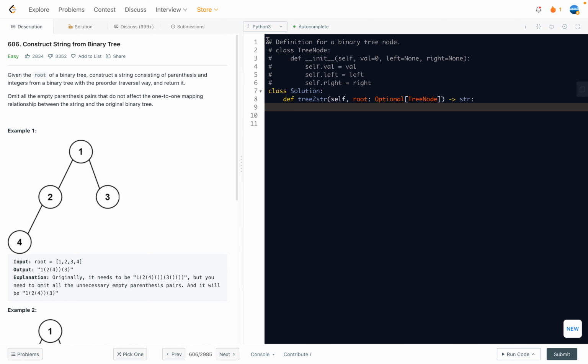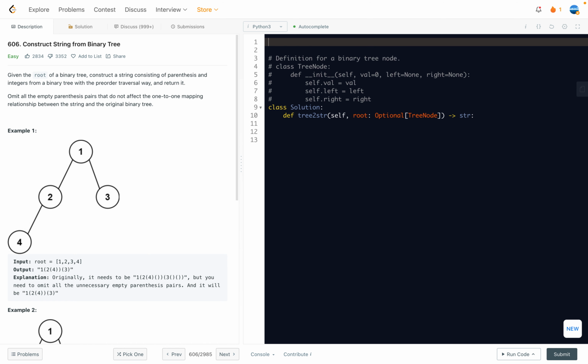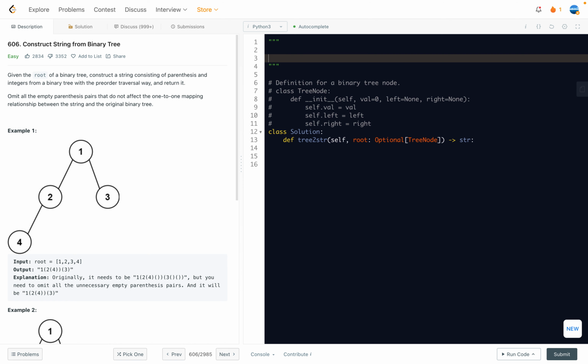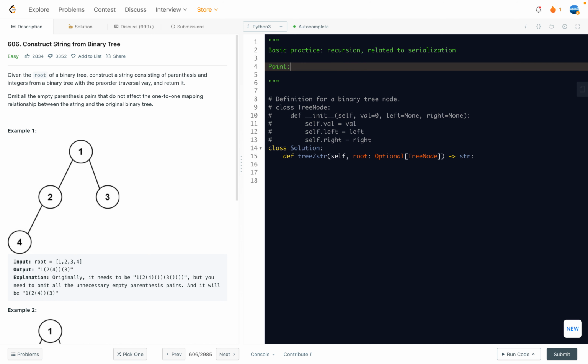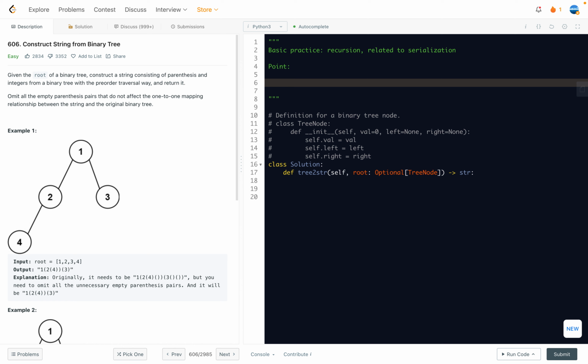For the coding, a tree is a recursive data structure. Therefore, we can consider recursion. I'm going to use it as basic practice, it's so straightforward. But this problem is related to serialization. The point we want to notice is that if you have a left subtree, let's see this subtree, we have 2, we have a left subtree, so we use 2, 4, and then you can make it a string.